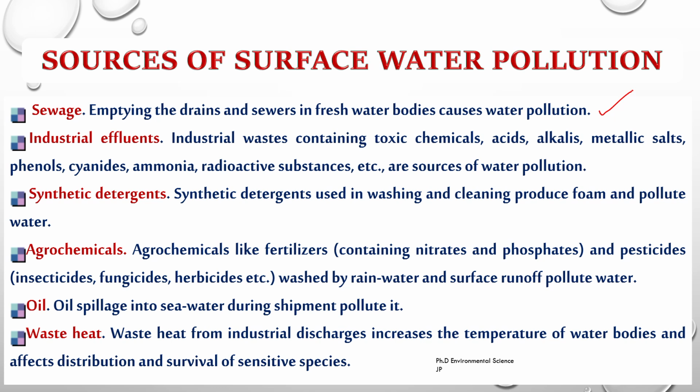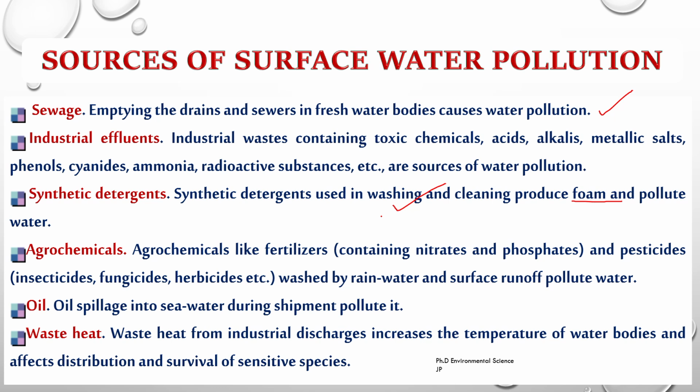Third is synthetic detergents. Phosphates and surfactants in synthetic detergents used for washing and cleaning can lead to foaming in water bodies, disrupting aquatic ecosystems by reducing oxygen levels and affecting fish and other organisms. An example is detergent runoff from households and commercial establishments entering lakes, causing foaming and harming aquatic life.